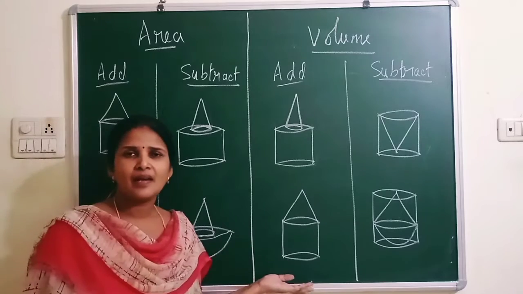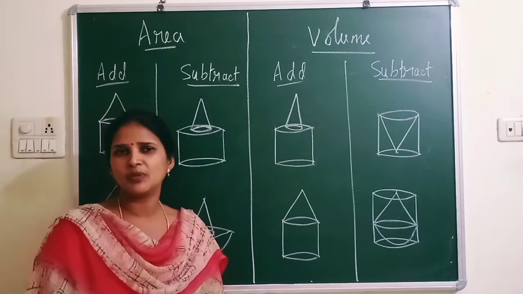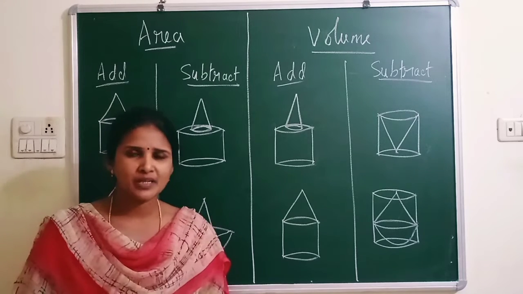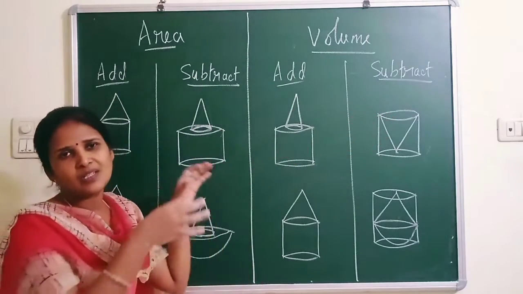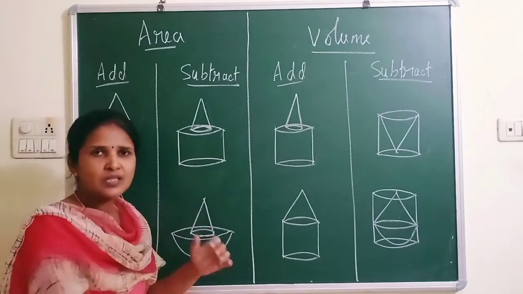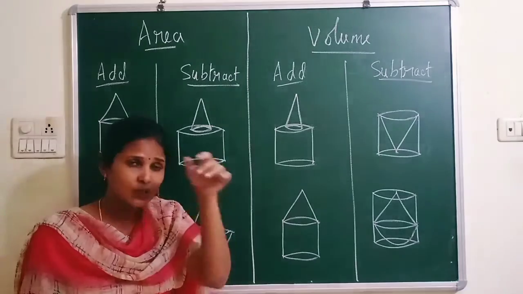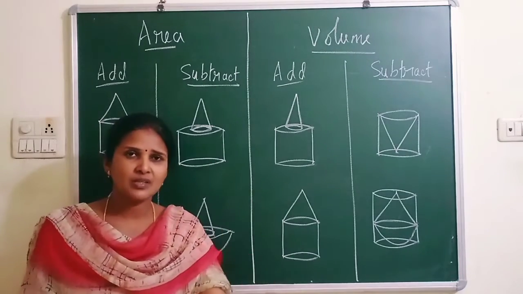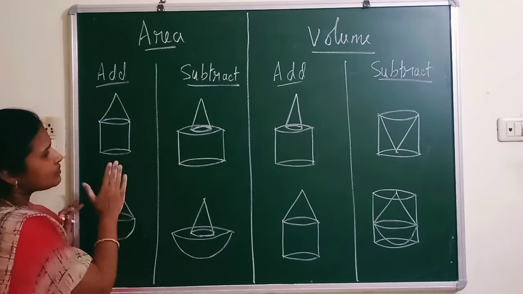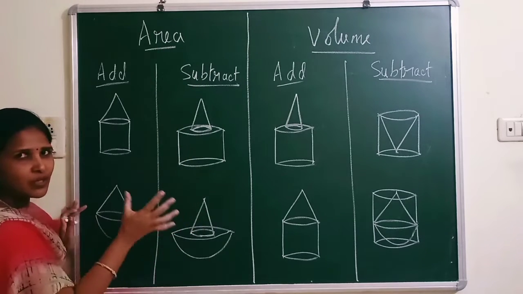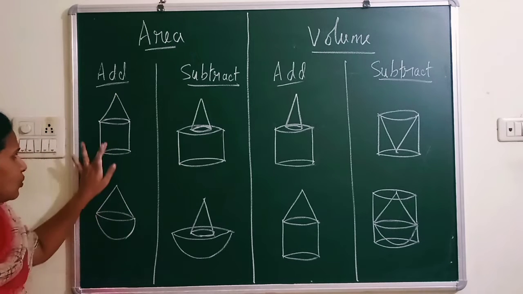As I said, I am going to explain at the end of exercise 13.2 the difference between the addition concept and the subtraction concept in the case of area and in the case of volume. Here I am not teaching in depth or finding the solution, but only with the diagram I want to explain in which cases we do addition and in which cases we do subtraction. You can see that in this part I have taken area and drawn some diagrams. You can just observe.